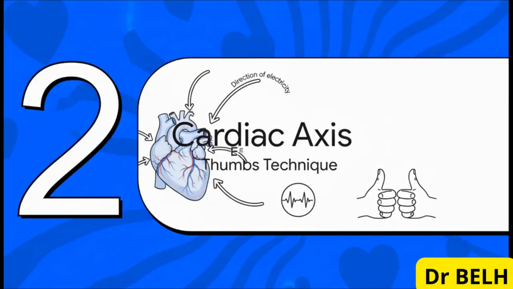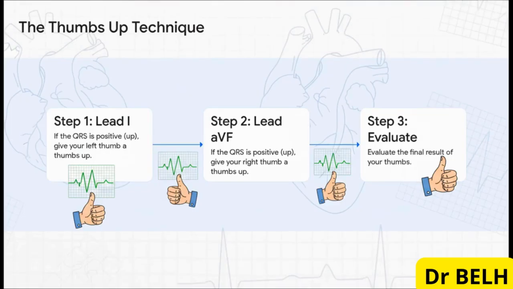Next up, step 2, the cardiac axis. Now, don't let that name scare you. It sounds complicated, but it's really just the main direction of the electrical current flowing through the heart. And guess what? We have a super simple trick to figure it out in literally seconds. This is called the thumbs up technique. It's so easy. First, look at lead I on the ECG. Is the QRS complex mostly pointing up, positive? If it is, put your left thumb up.